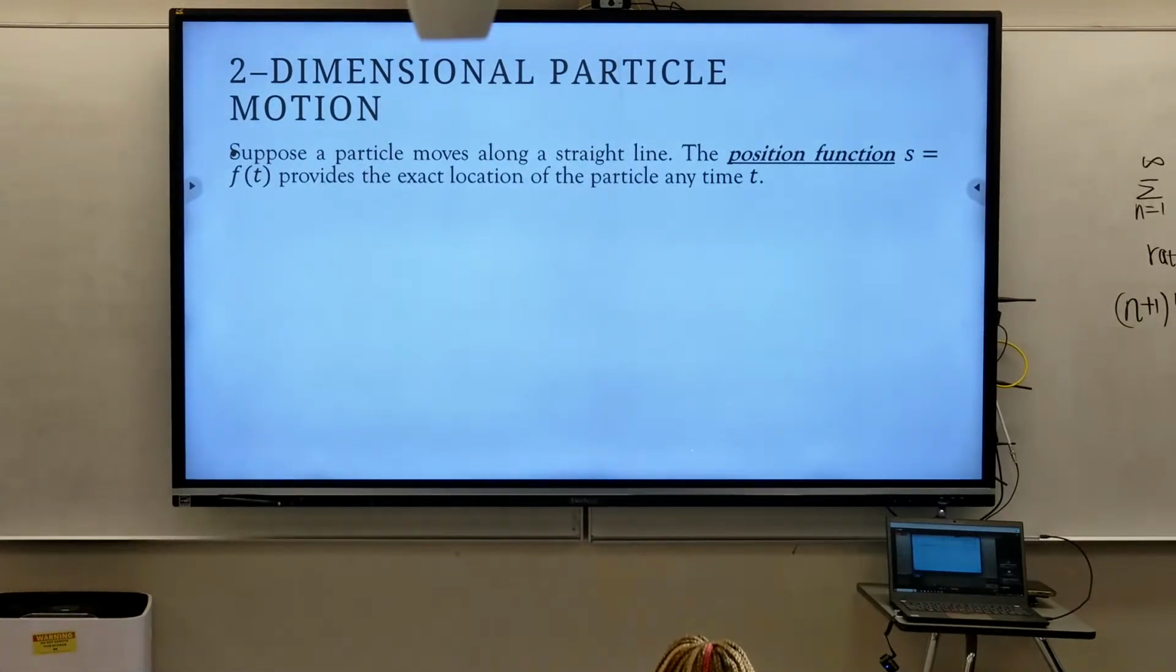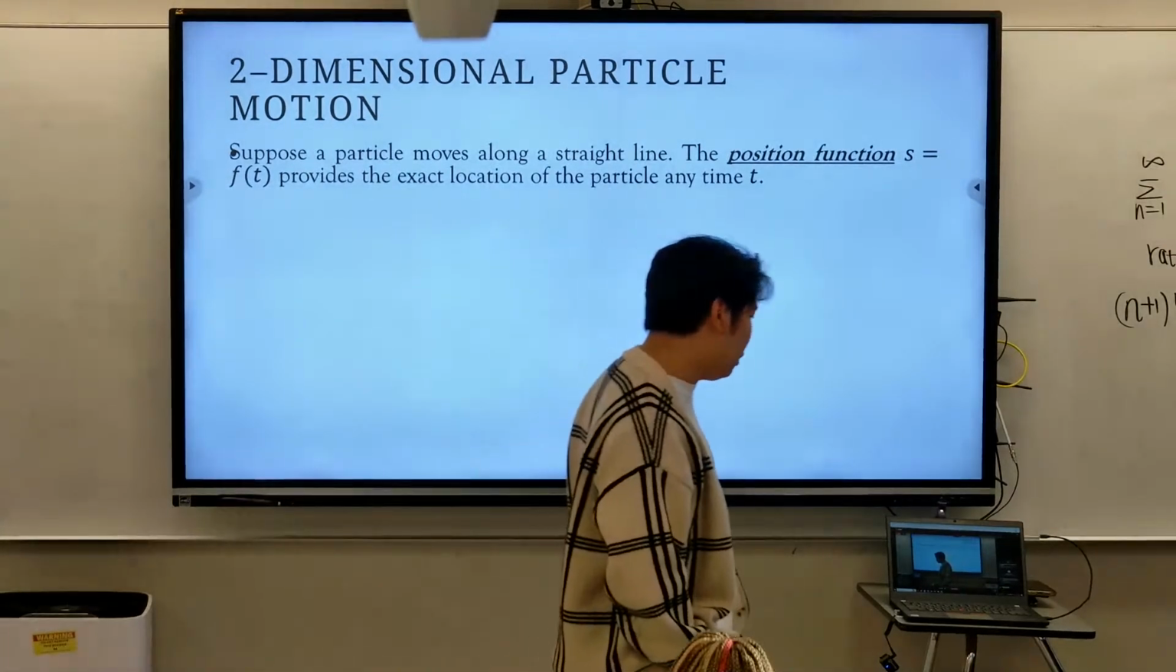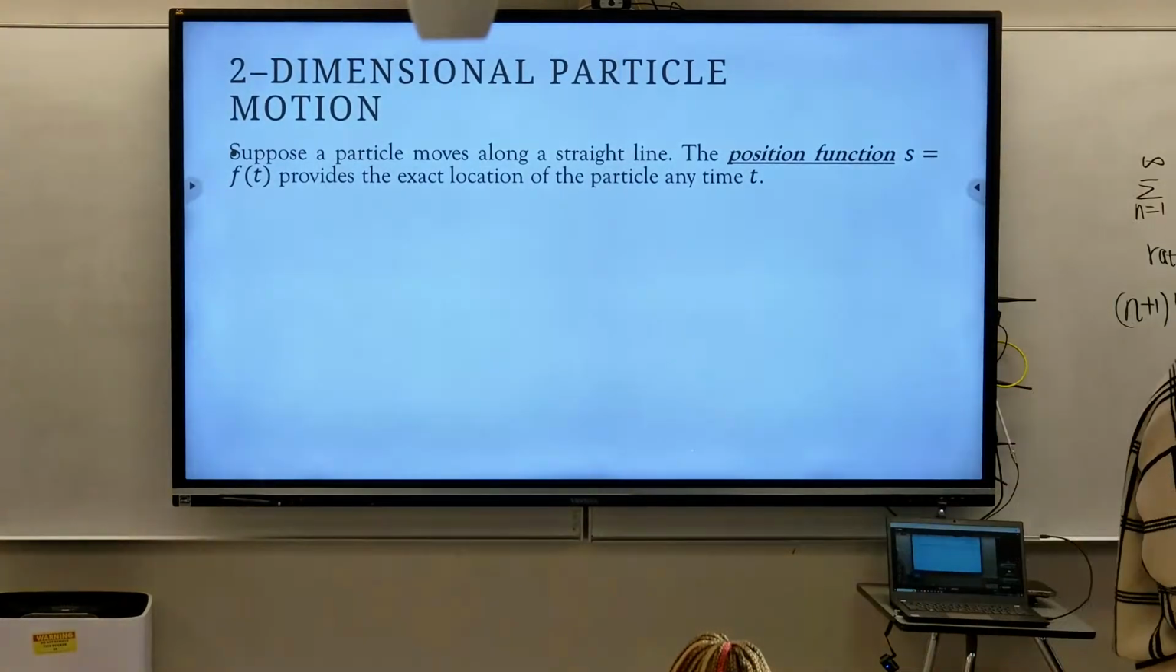In other words, if I'm thinking about a particle moving along a line, it might be going this way, and then sometimes it goes back this way. This position function, based off the time, will tell us exactly where it is. We're going to see some examples in just a moment. But again, I want to emphasize, we are only looking at my particle along a line.